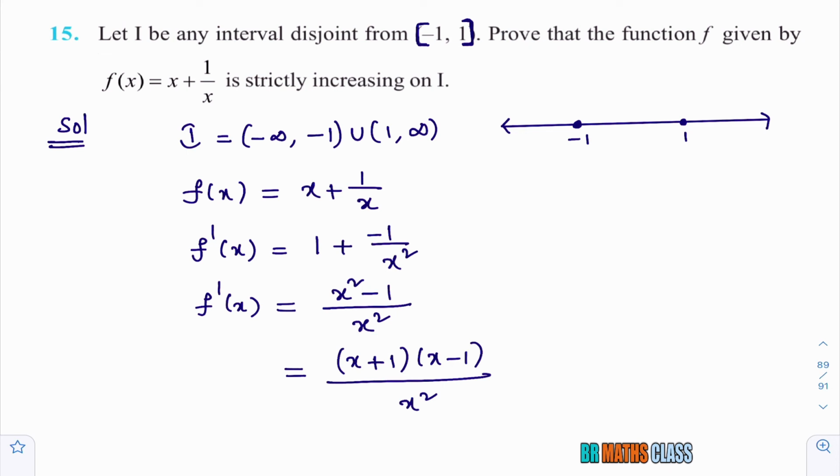So here, first by using the wavy curve method, I'll try to identify when this expression is positive. You see here, this is a product of linear factors. You equate each term to 0. If I equate x plus 1 to 0, I'll get x equal to minus 1. That is marked on the number line. If you equate this to 0, you will get x equal to 1. That is also marked on the number line.